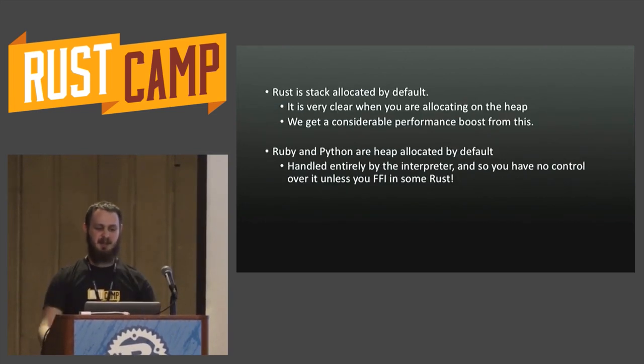So Rust is stack allocated by default. It's very clear when you're allocating on the heap: just Box, or anything that uses Box. We get a considerable performance boost from this compared to, say, Ruby and Python, which are heap allocated by default. There are some fun little optimizations that they do to make that not always 100% true. But in general, when you create something in Ruby or Python, it's going to be allocated on the heap. And unless you FFI in some Rust, it's just sort of the way it's going to work, and you don't have much choice.